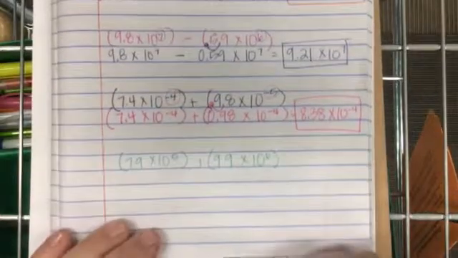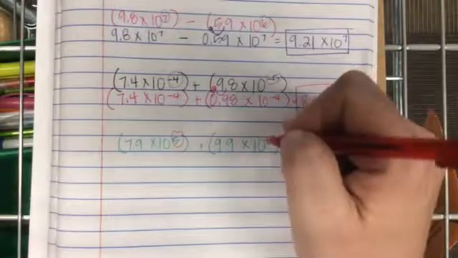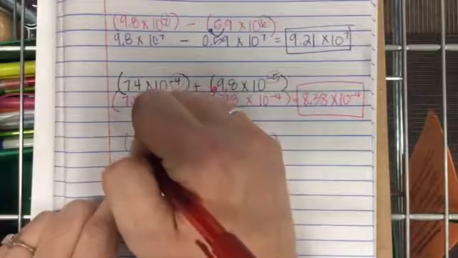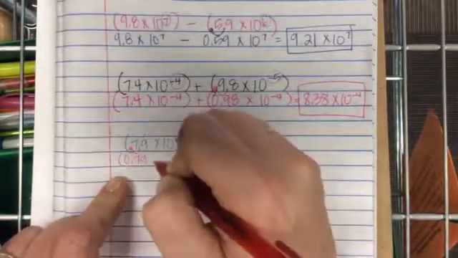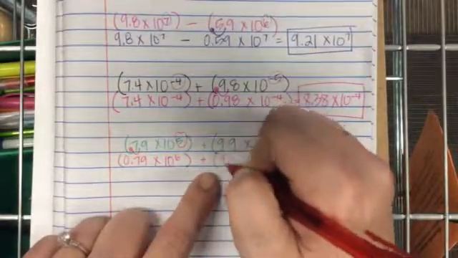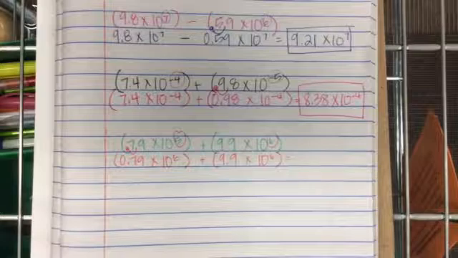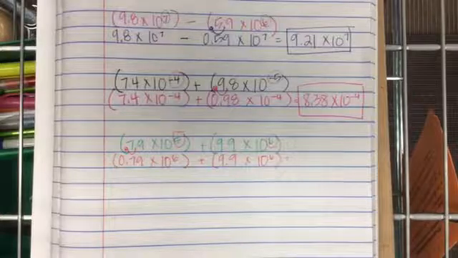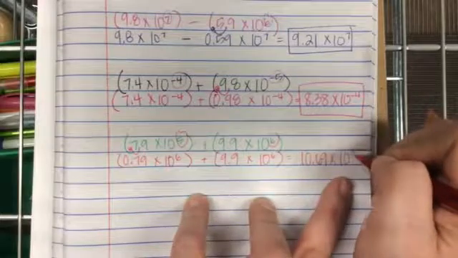Okay, 7.9 times 10 to the 5th and 9.9 times 10 to the 6th. 5 is smaller, right? So move it one time, making it 0.79 times 10 to the 6th plus 9.9 times 10 to the 6th. 0.79 plus 9.9 is 10.69 times 10 to the 6th.